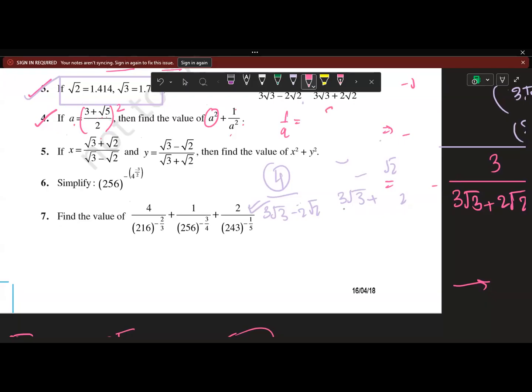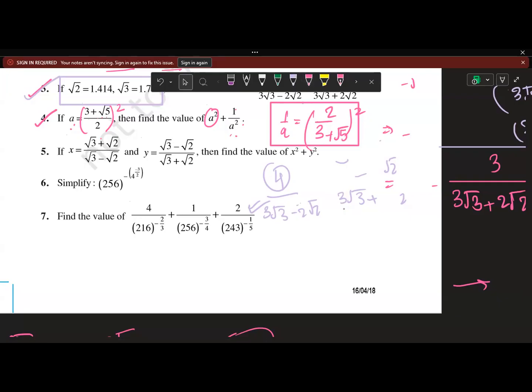1 by a is 2 by 3 plus root 5, right? That's the value of 1 by a. Children, a is 3 plus root 5 by 2, so 1 by a is 2 by 3 plus root 5. And you will square this also. So find a square and 1 by a square, then whatever answers you get, just add them. Simple. Try the fourth question as well, then we'll discuss. Is anybody finding difficulty? I know it's a little lengthy, but I hope it's not a very difficult concept.